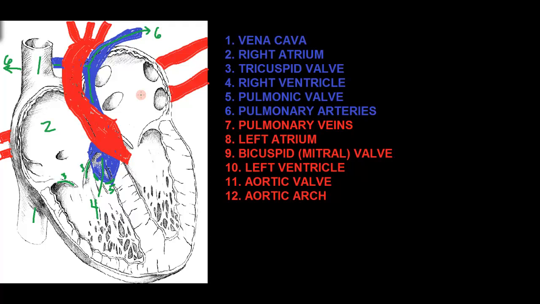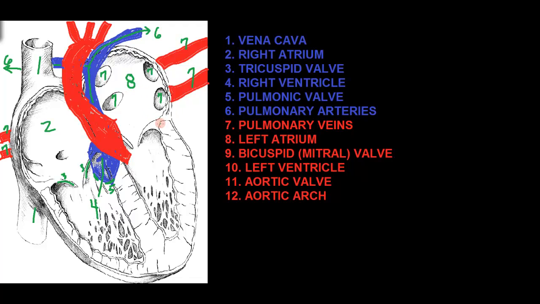It would come back, and now it's going to be red because it's oxygenated. So it would be red number 7. We have a bunch of number 7s. Those are the 2 right pulmonary veins, and then the 2 left pulmonary veins, and they would enter the heart right in here, these holes. And number 8, the chamber that they enter, is the left atrium.